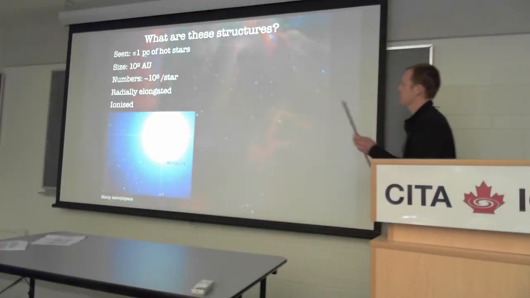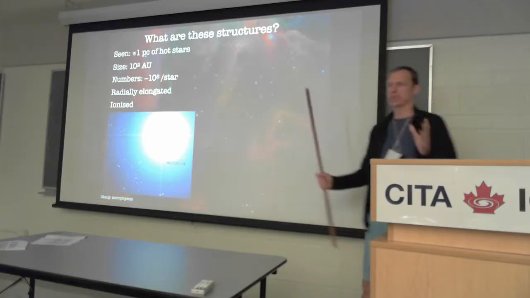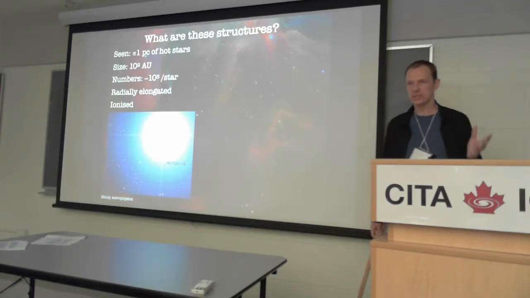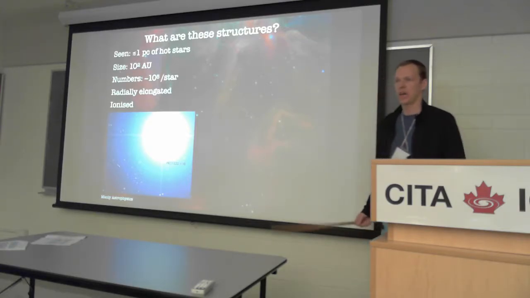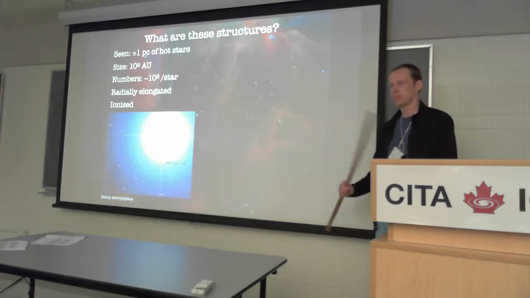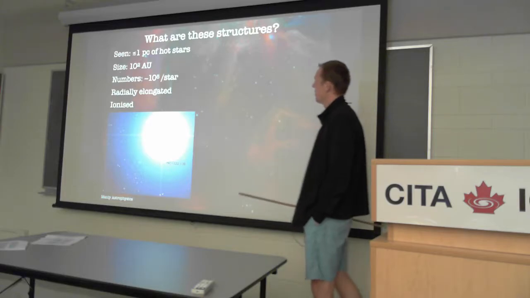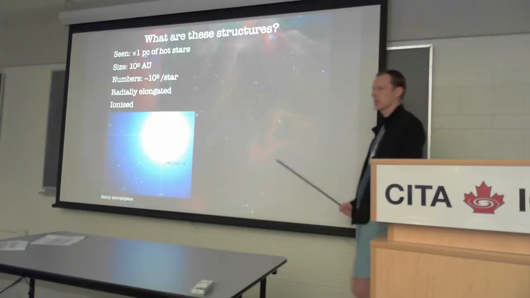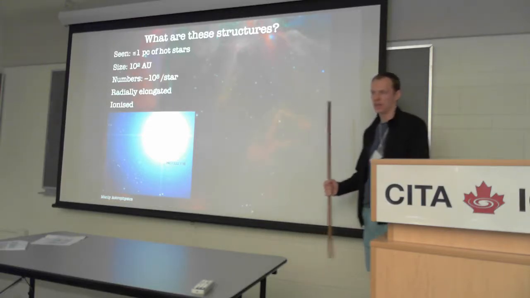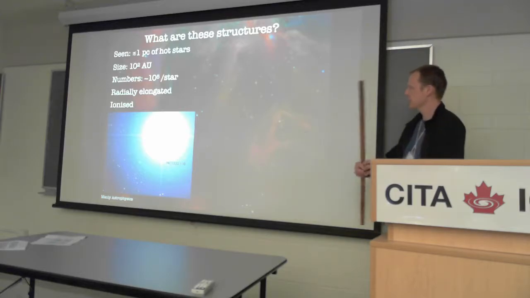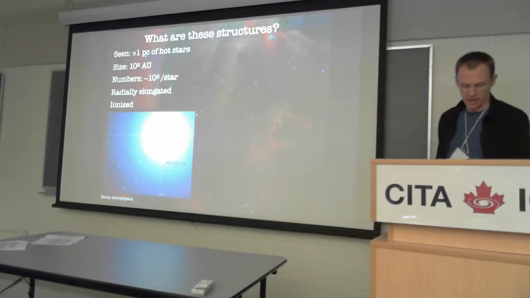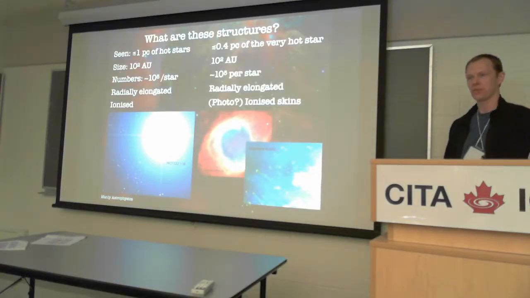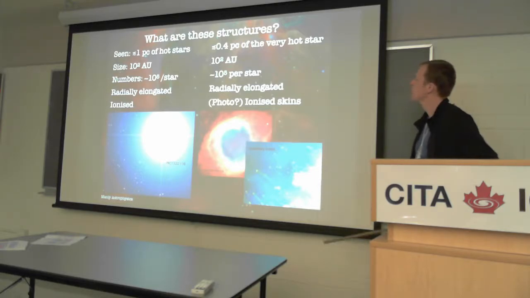So what are these structures? What we know is that they are seen about a parsec away from hot stars. The sizes inferred from the statistics of the IDVs are about 100 AU, plus or minus an order of magnitude. From the rate at which you find those things, there should be about 100,000 of them per star. They are readily elongated, and of course they are ionized. And there are things that are very similar, found in planetary nebulae, called cometary knots.